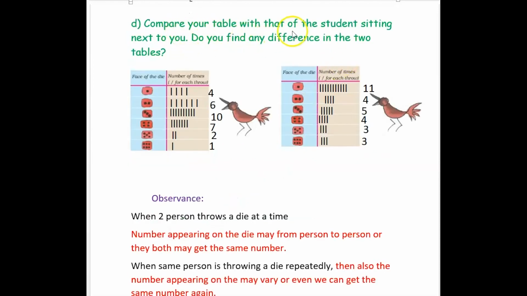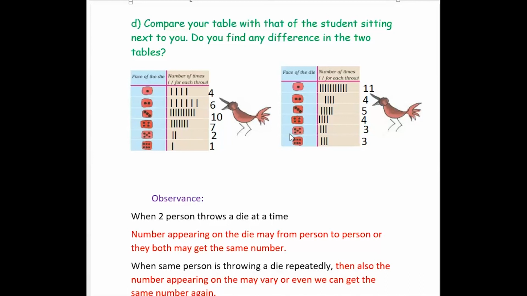Next question is, compare your table with that of the student sitting next to you. Do you find any difference in the two tables? So this is the table of mine and this is the table of my friend. So if you observe these two tables, okay, when two persons throw a die at a time, the number appearing on the die may vary from person to person, or they both may get the same number. It may vary, or you can also get the same number. It does not depend, right?